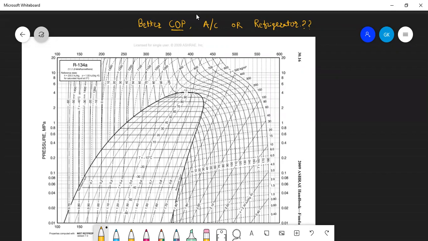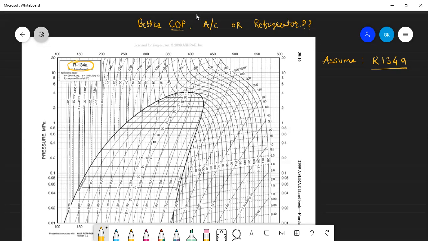Okay, so we directly move to calculate the COP part. But before this we have to make some assumptions. So we assume that the refrigerant is R134A. Generally this refrigerant is used, at least in India, in refrigerators and air conditioners. R134A is quite widely used. So the refrigerant is R134A.